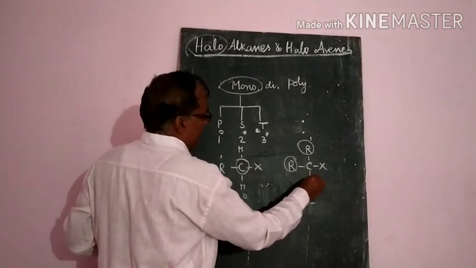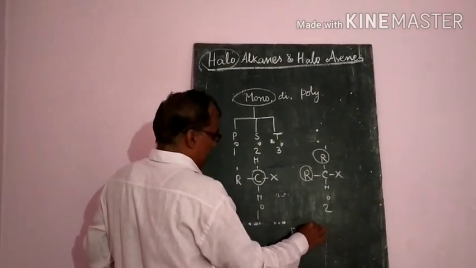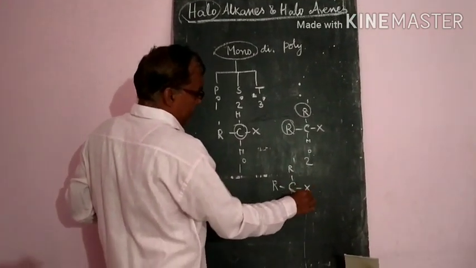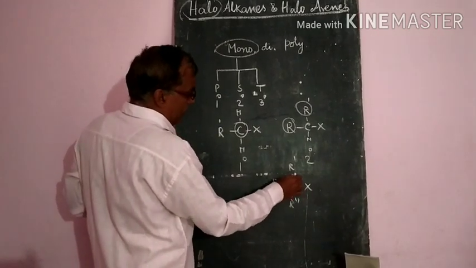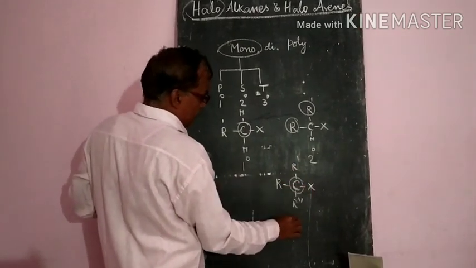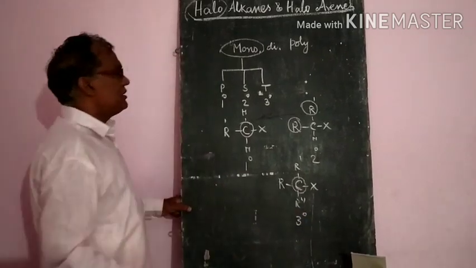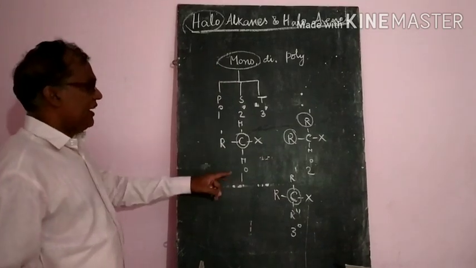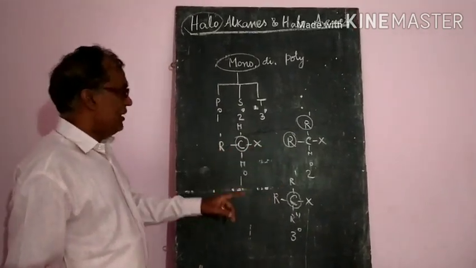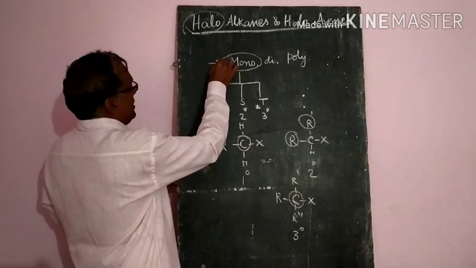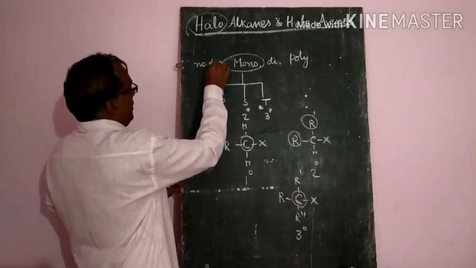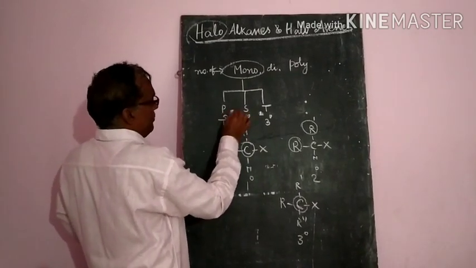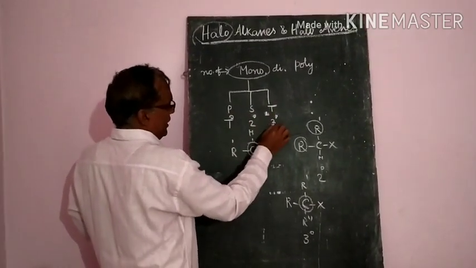And third degree means R, R dash, R double dash. That means the carbon atom where the halogen atom is attached is surrounded by all three alkyl groups. This is called the 3 degree compound. Like this, primary, secondary and tertiary carbon compounds of haloalkanes can be classified. So the first classification is according to the number of halogen atoms. Again, these mono compounds are classified into primary, secondary and tertiary, that is 1 degree, 2 degree and 3 degree.